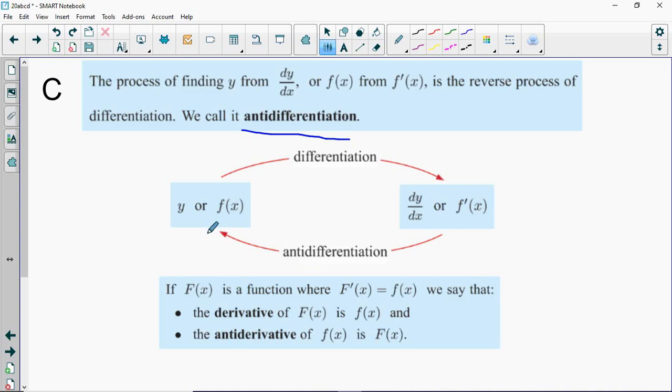The notation here can get a little challenging since we're moving back and forth between functions and their derivatives. So what we often use is a capital letter and a lowercase letter to describe relationships between functions a little more clearly. So in this case, if capital F prime equals little f, then we say that the derivative of capital F is little f, and the antiderivative of little f is capital F, or big F, whatever.